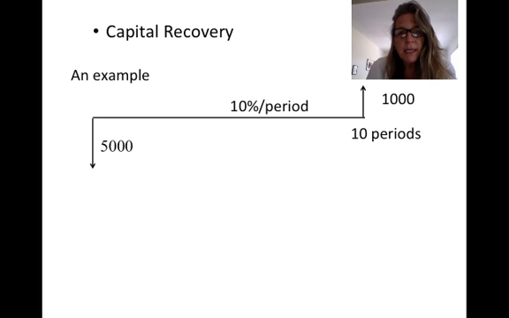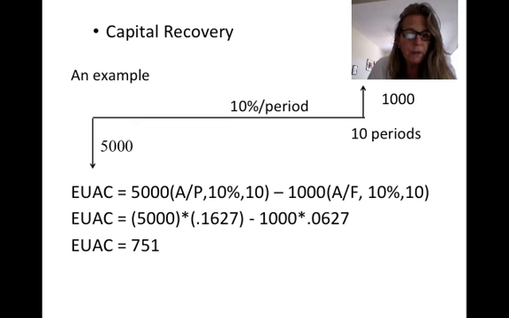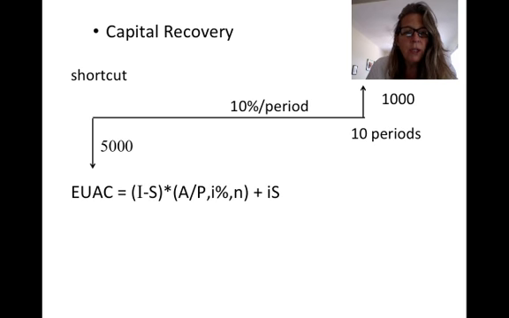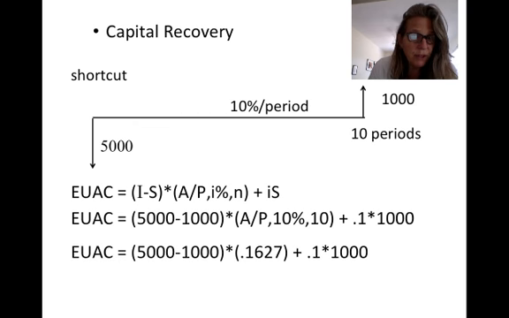So let's look at an example. This example we're going to do the way we usually do it, which is take the 5,000 and spread it over 10 years, and then take the 1,000 and spread it over 10 years, and take the difference in those two. We look up these factors and we get 751. Now we're going to use this equation, and you'll get the same answer. In this case, we do 5,000 minus 1,000, spread that over 10 years, and then add the interest rate times the salvage value. We look up that one factor. There's only one factor we have to look up, where in the previous one we had to look up two factors, and we get the same answer of 751.